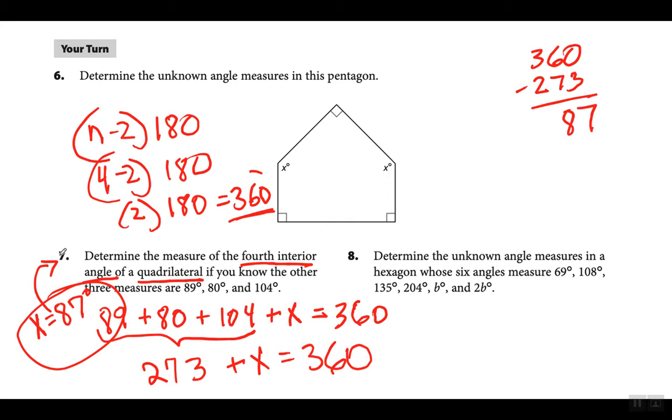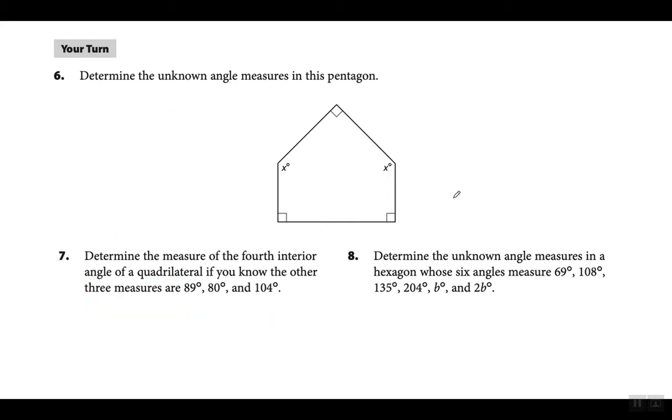Alright, let's look at number 8. For number 8, determine the unknown angle measures in a hexagon. A hexagon has 6 sides. Un hexagon tiene 6 lados, whose 6 angles measure the following. Alright, so look at that and look at that, right? Whenever something looks weird, think about what you did when it looks simple and follow the same steps, alright? Si algo luce un poco extraño, piensen de lo que hicieron cuando luce normal y siguen los mismos pasos.